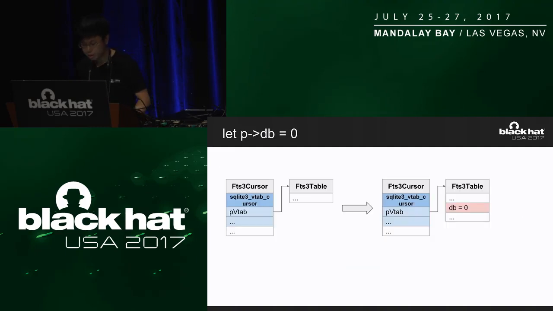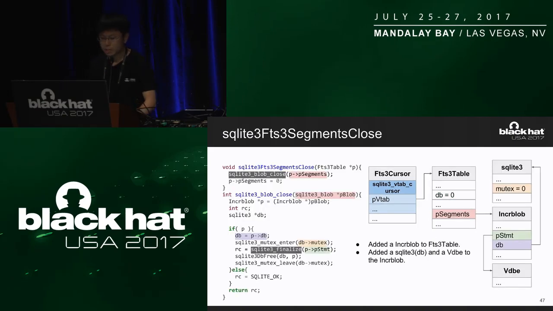So in this diagram, we are showing the construction procedure for structures. We set db in FTS3 table to 0 in this step. Now let's move on to the function SQLite3 FTS3 segments close. It's calling SQLite3 blob close and passing pp segments. pp segments point to a struct incra blob. So we also added this struct to FTS3 table.